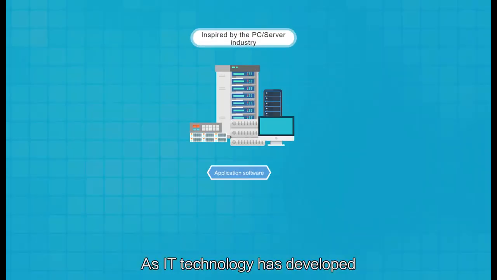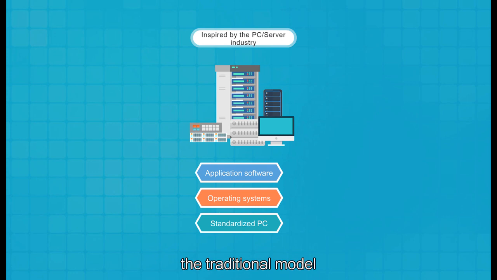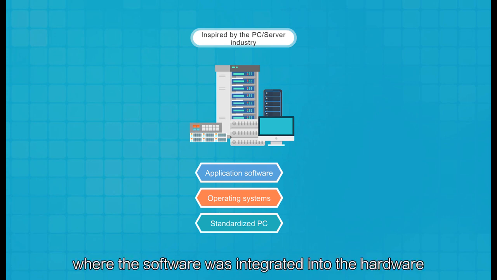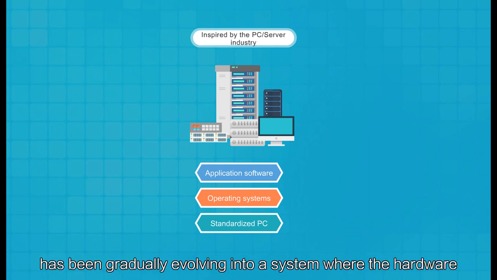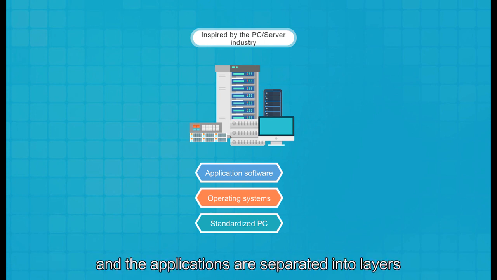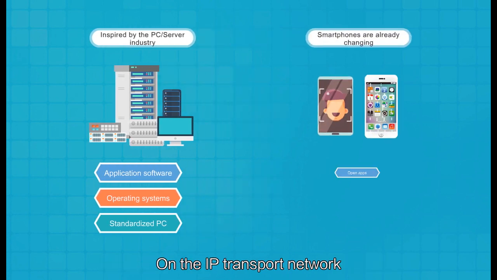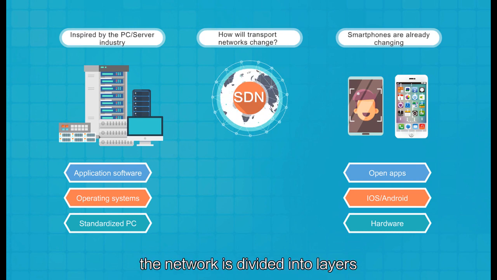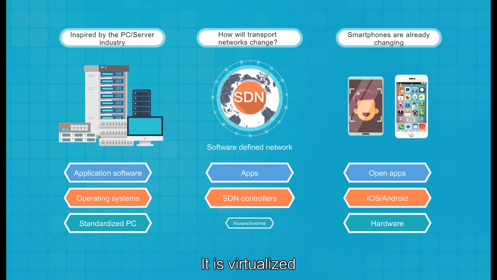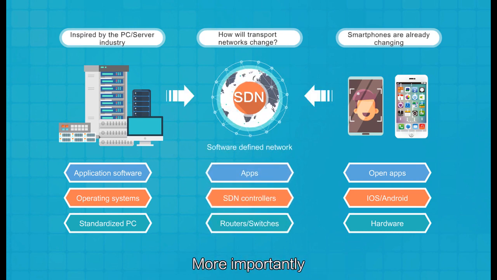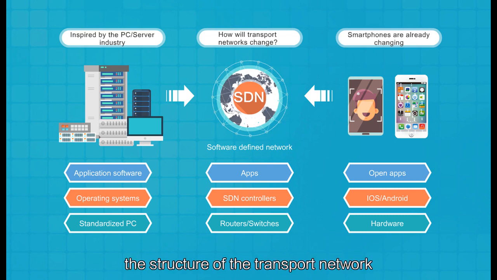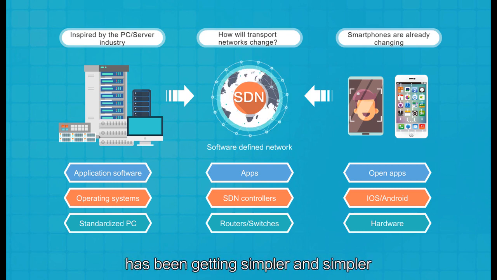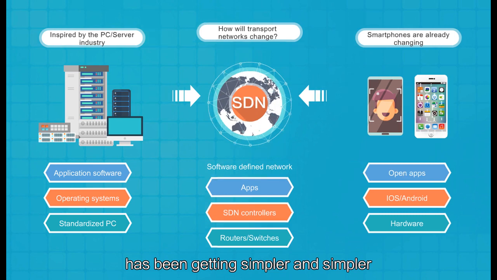As IT technology has developed, the traditional model, where the software was integrated into the hardware, has been gradually evolving into a system where the hardware, the software, and the applications are separated into layers. On the IP transport network, the same thing has been happening. With SDN, the network is divided into layers. It is virtualized. More importantly, the structure of the transport network has been getting simpler and simpler.